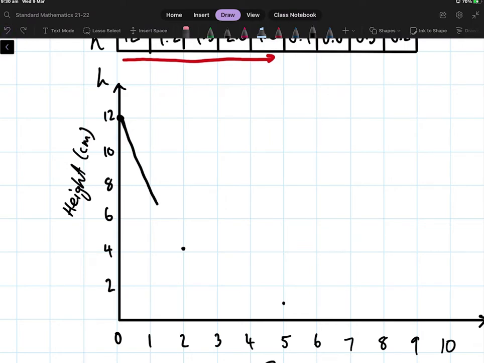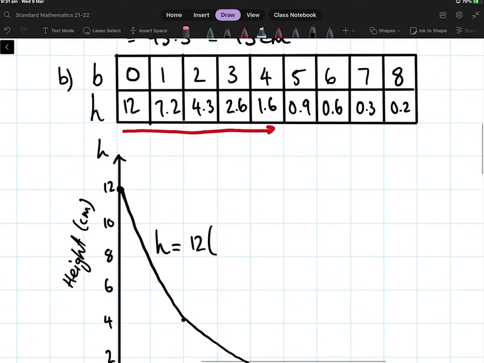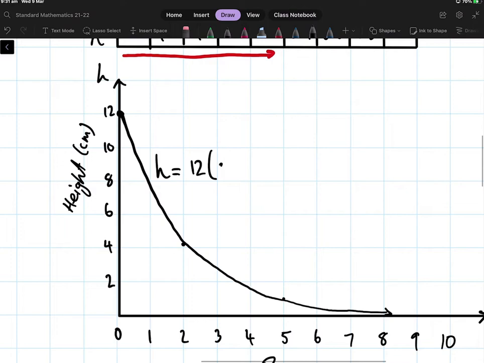It's coming down, curling around, getting close to that x-axis, but never touching it. And remember, don't forget to give it a name, and this was h is equal to 12 outside of, what was our equation again? 0.6 to the power of b. Alright, so that nice gentle curve that as you get closer and closer to the x-axis, it flattens out.